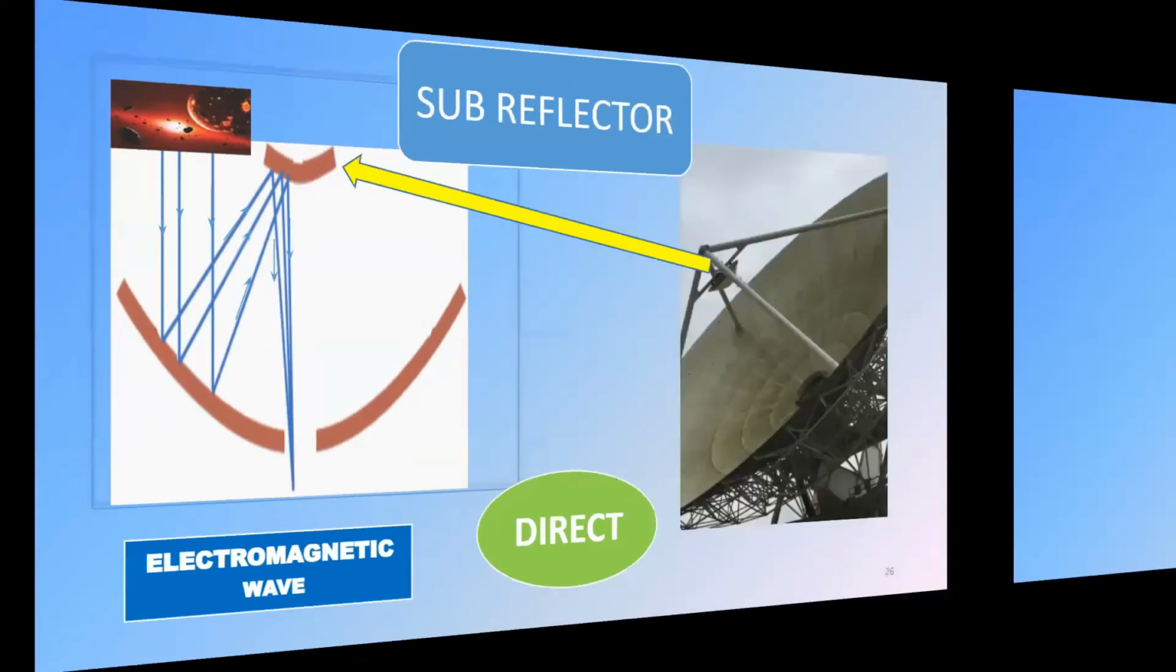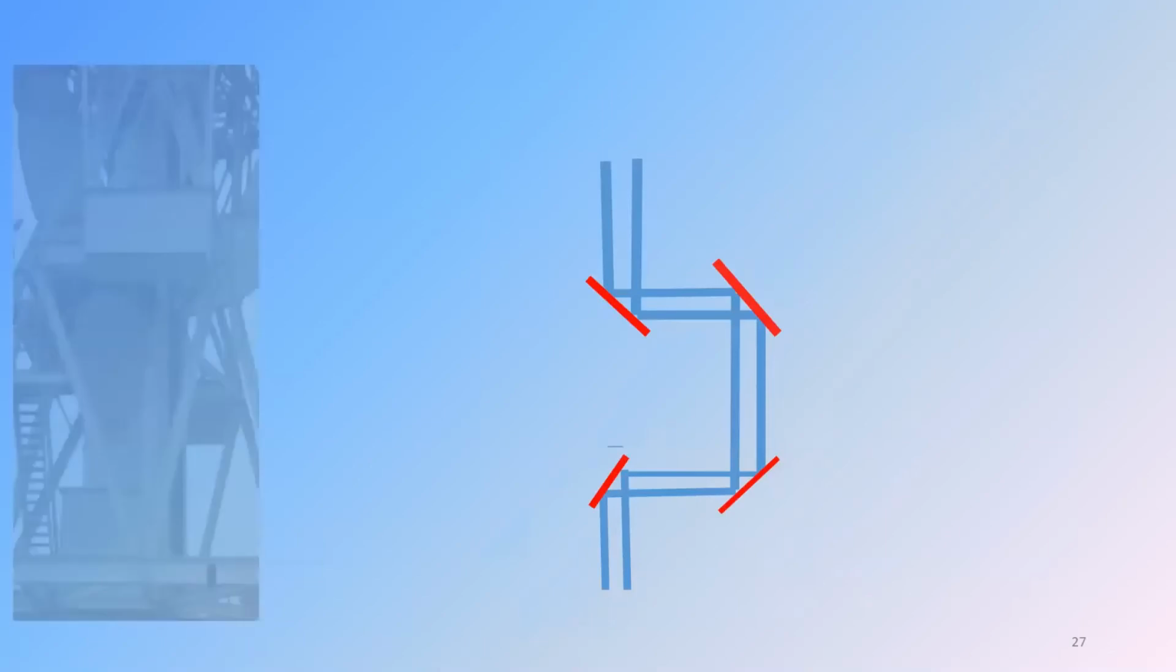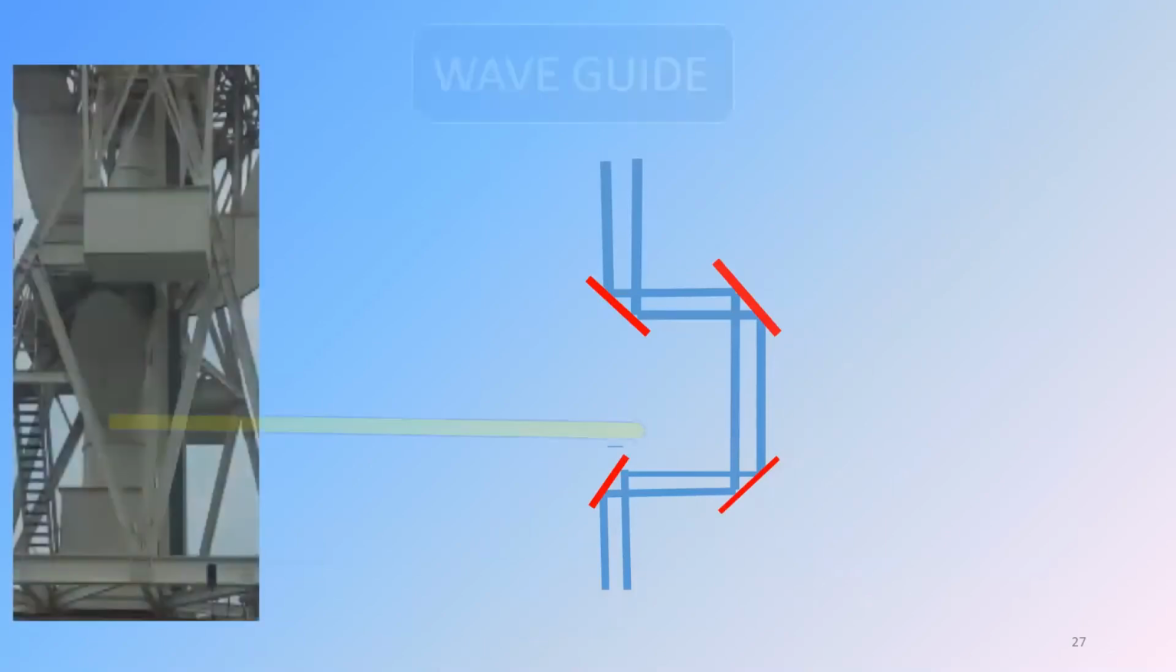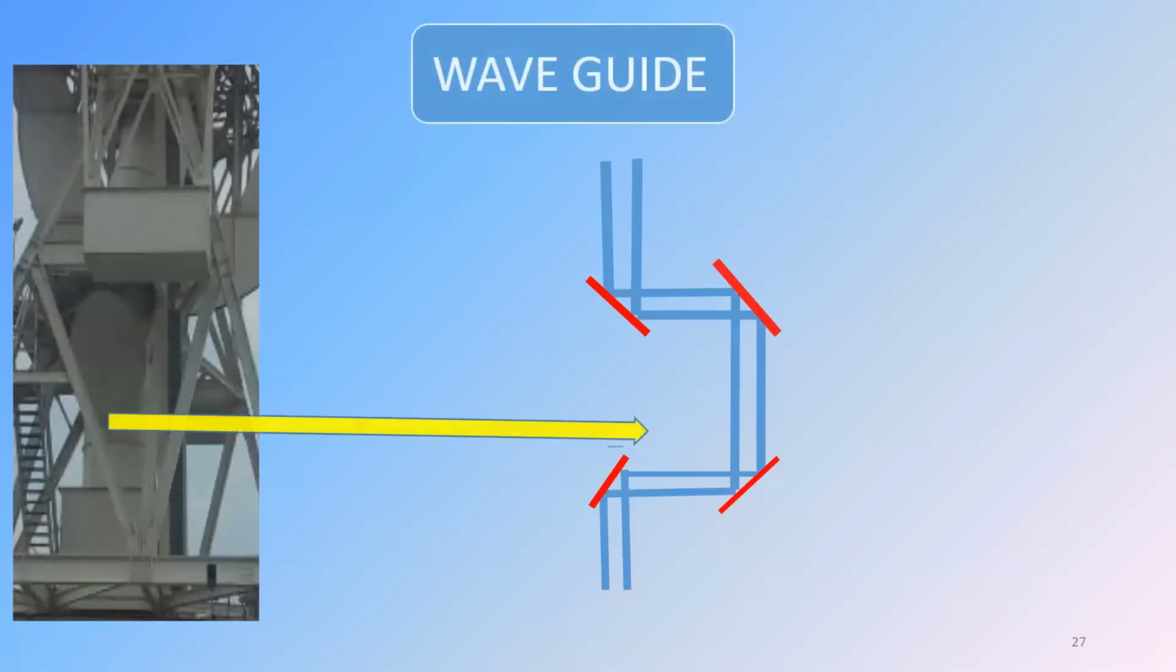Now, the next component is the waveguide. The main function of this waveguide is to guide the electromagnetic wave collected from the main reflector and directed by the sub-reflector. So the function of the waveguide is to guide the electromagnetic waves.